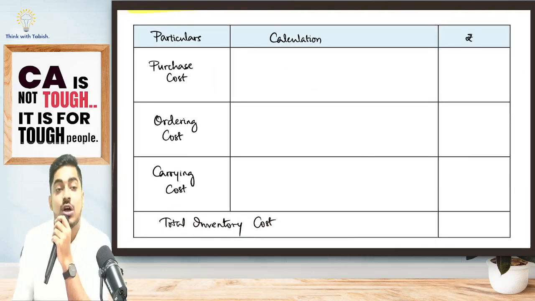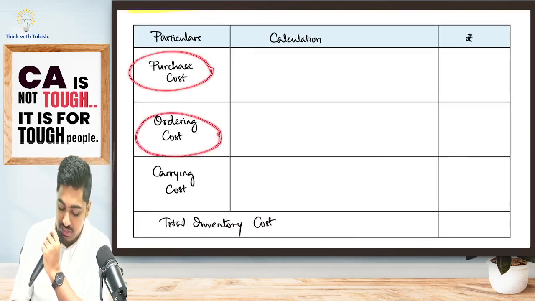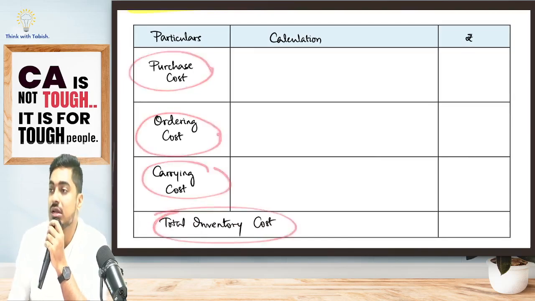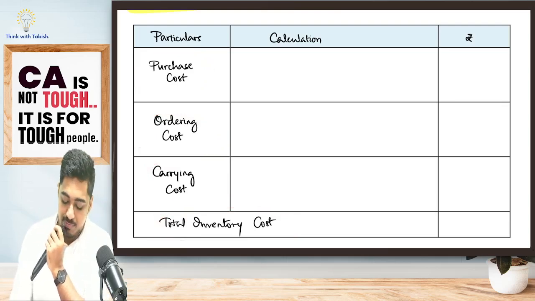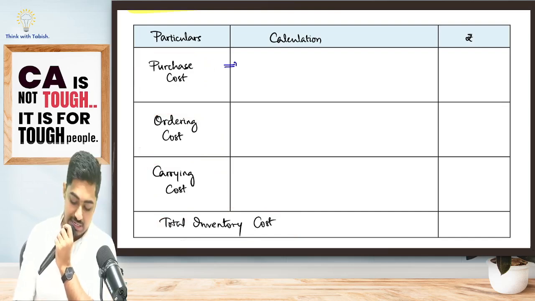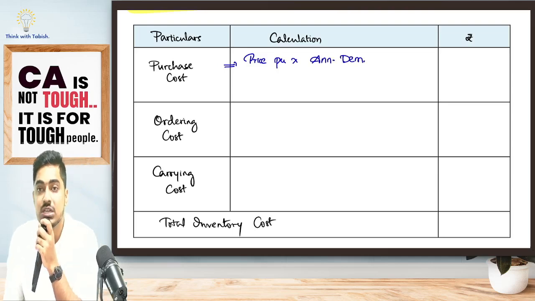Simple, sir. What all cost is there, sir? Purchase is there, sir. Ordering is also there, sir. Carrying is also there, sir. Add it. You will get total. Can we do the calculation slowly one by one? Yes, sir. Purchase cost is nothing but my purchase price per unit, for 1 unit how much, into annual demand of raw material, total how much I want.